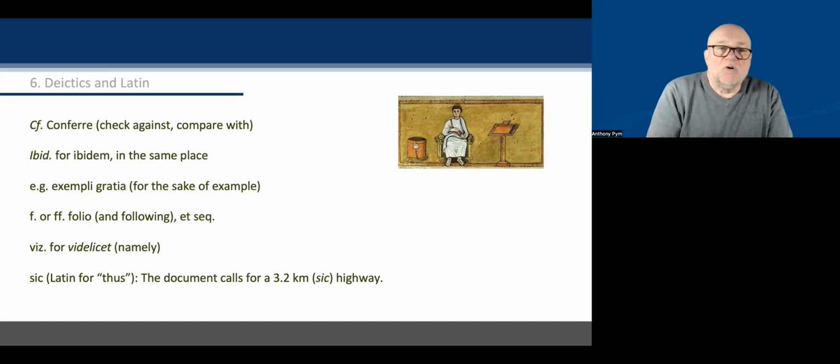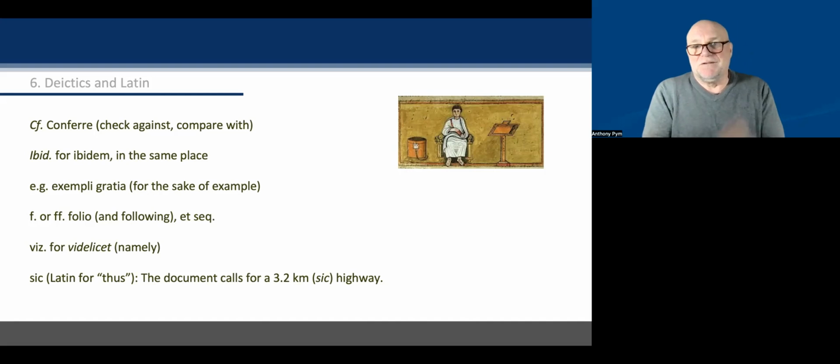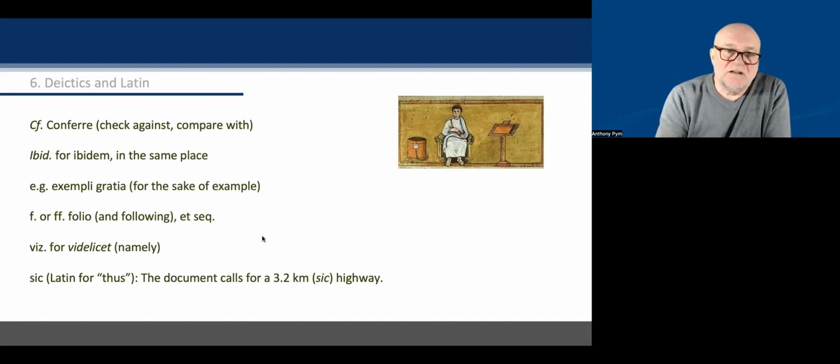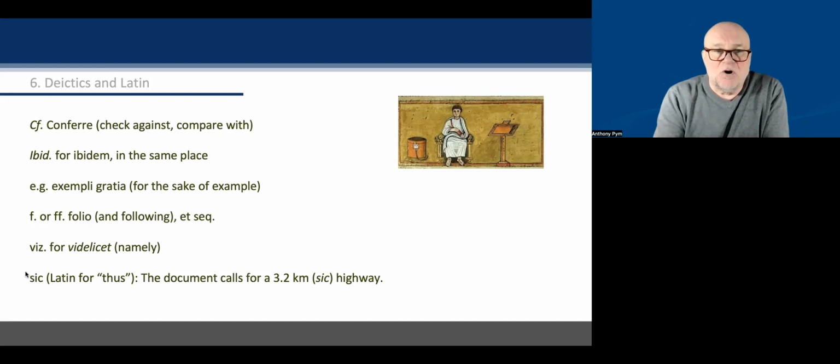Viz is for videlicet, namely. He was accused of the crime, viz, stalking, namely. And then the one that you might have occasion to use with some justification is this, sic, which is Latin for thus. That's the whole word. You don't have a full stop there because it's not an abbreviation.